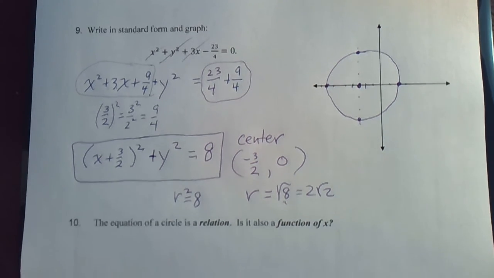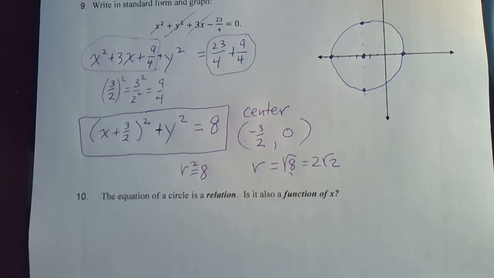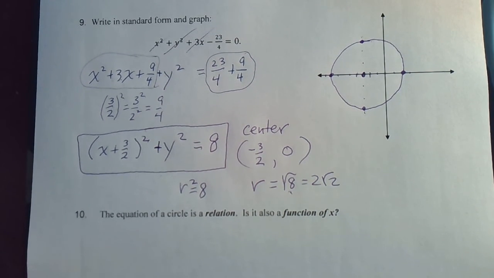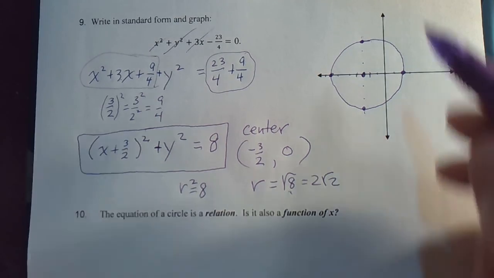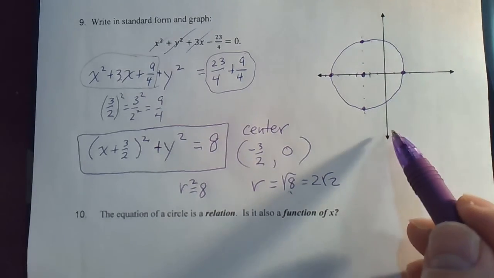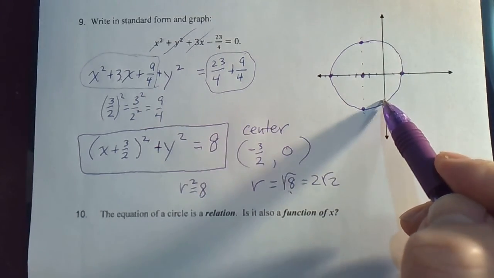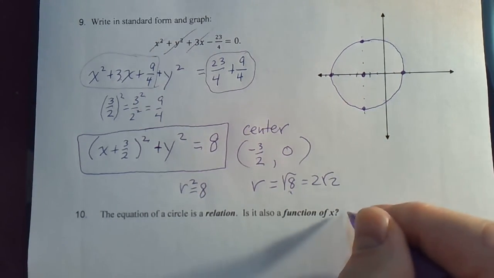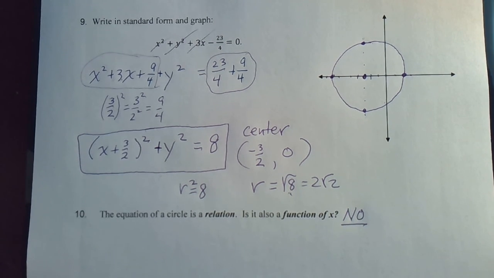Okay? And last, number 10 is just a question, really. The equation of a circle is, of course, a relation. Anything you draw in the xy plane is a relation. It's a bunch of ordered pairs. But is it also a function of x? Well, we know it's not a function because it doesn't pass the vertical line test. Notice that the y-axis, a vertical line, hits it more than once. There and there. So it is not a function of x. And that ends this section and chapter.